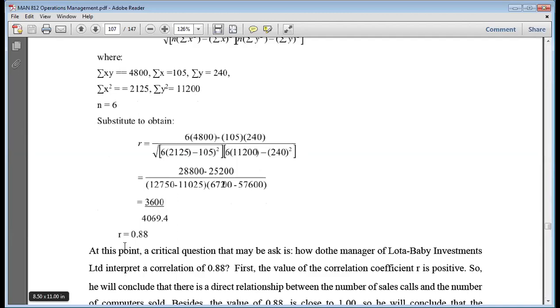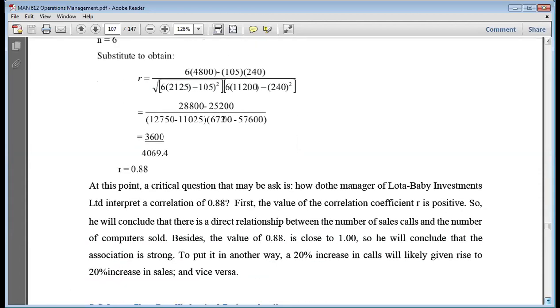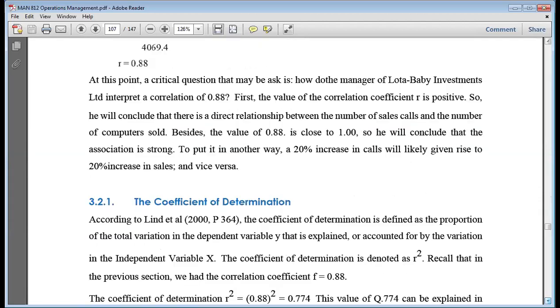You will arrive at R is 0.88, which is positive and is closer to 1. When it's 0.5 and above, it means it has a strong relationship. And you can see R is plus, it is not minus. That means it has a strong positive relationship. That is the significance of this. It has a strong positive relationship. That is what it means. And it's close to 1 because 0.88 is very close to 1.